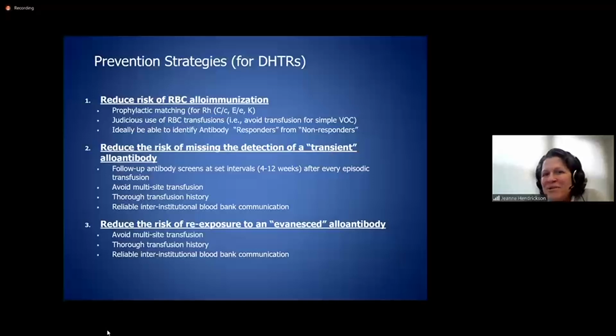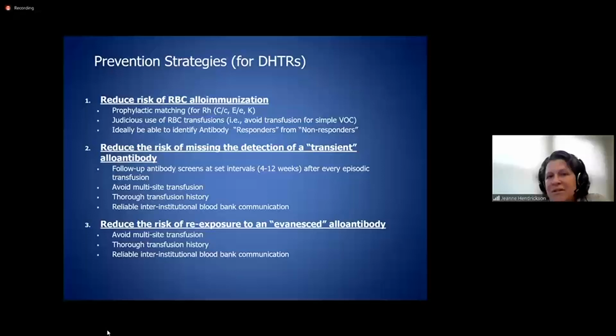Number one, we could reduce the risk of alloimmunization to begin with. So this is obviously ideal. So for people with sickle cell disease, we prophylactically match for C, E, and K. Many hospitals, at least in the United States, do this on a phenotypic level, although some studies are looking at this on a genotypic level.